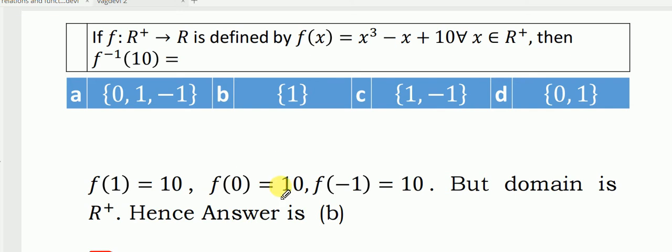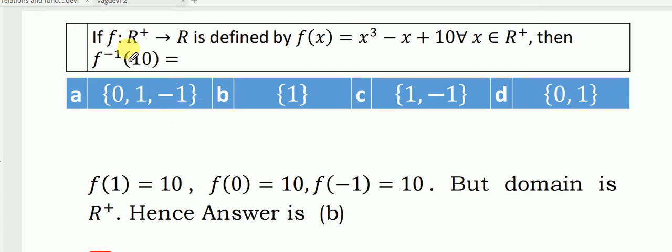But while taking f inverse, the domain is R plus. So we will take the answer as B, that is, the singleton set containing 1 only. 0 is considered as neither positive nor negative. So therefore option B is the right answer.